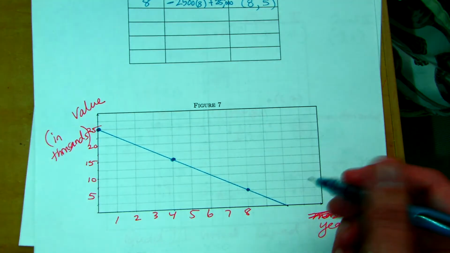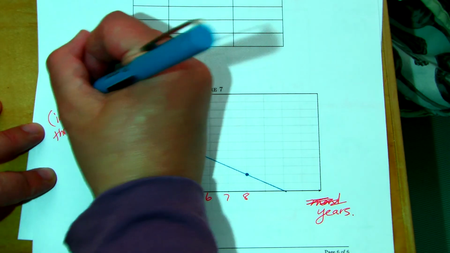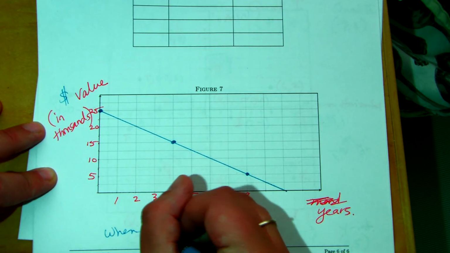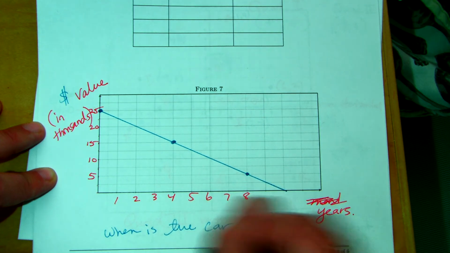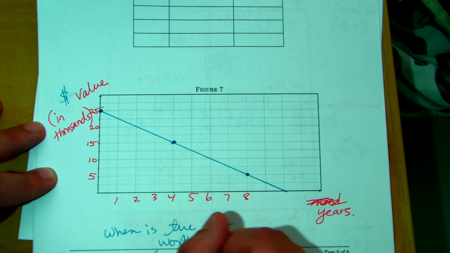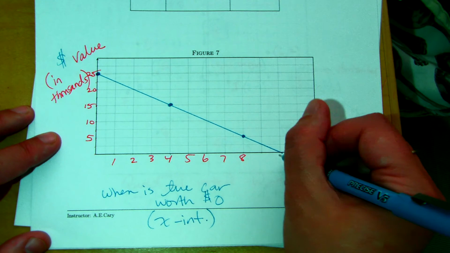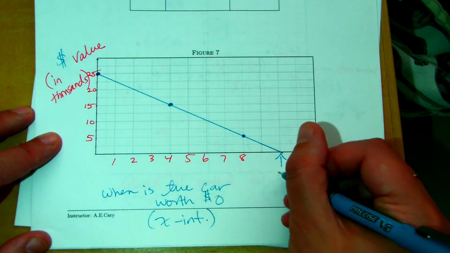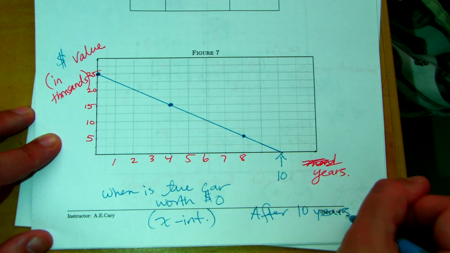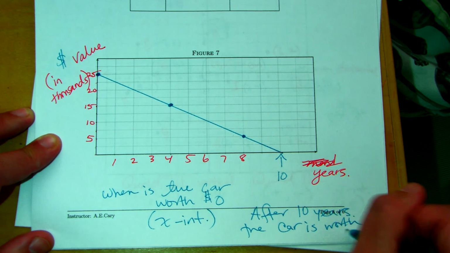Can anyone tell based on the graph, value in dollars in thousands, years, when is the car worth $0? In other words, that would be our x-intercept. 10. You can see that right here, 10 years. After 10 years, the car is worth $0.